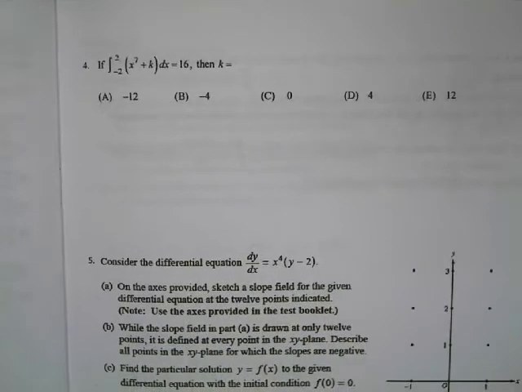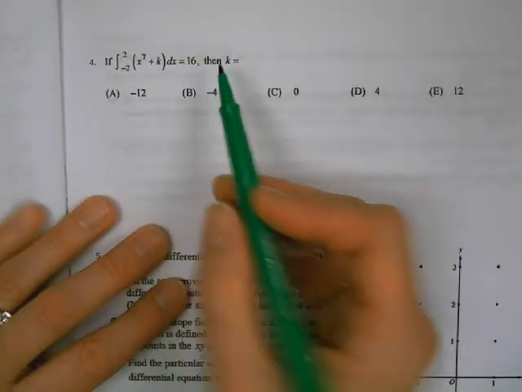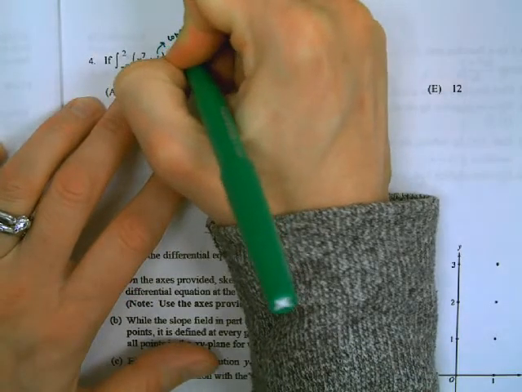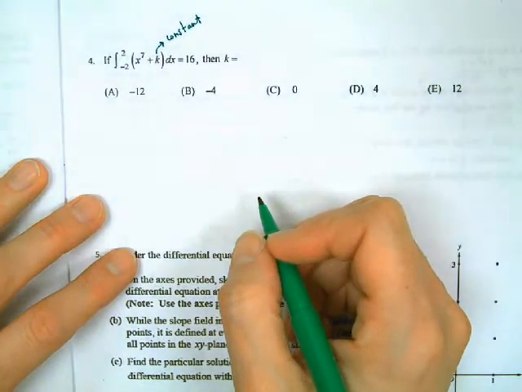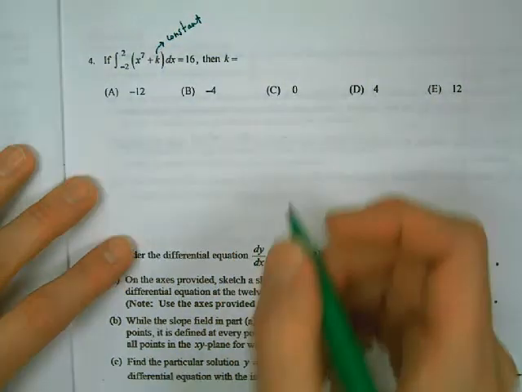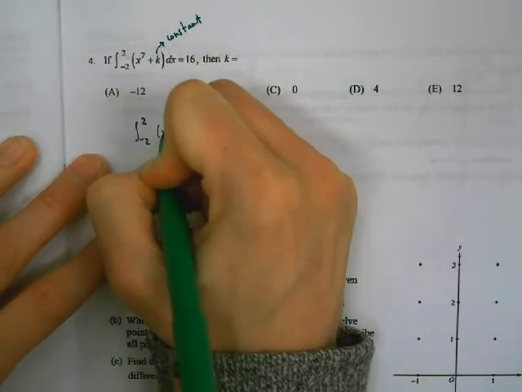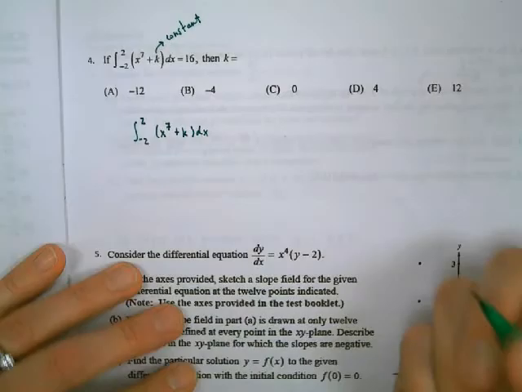Number 4, let's see, I have the integral from negative 2 to 2 of x to the 7th plus k dx equals 16, and I need to solve for k. So the important thing to note here is this k is just some constant. So we're going to treat this just like any other integral. So I'm going to rewrite it here. Negative 2 to 2 of x to the 7th plus k dx.